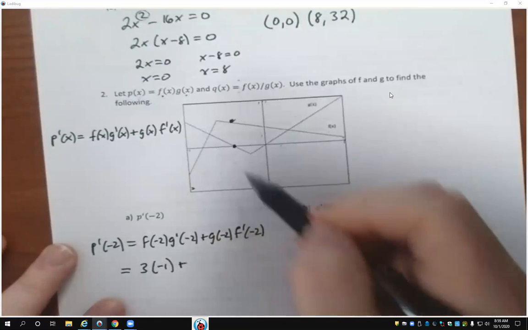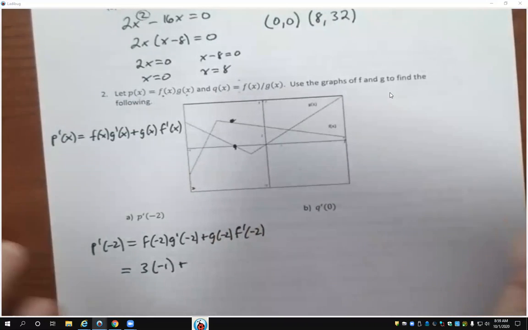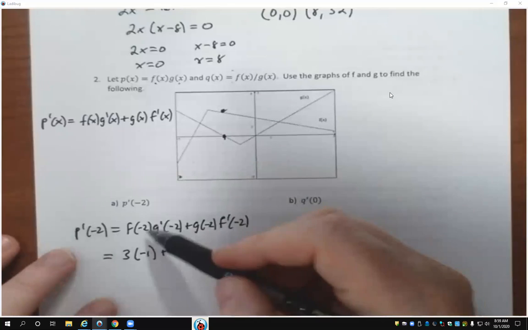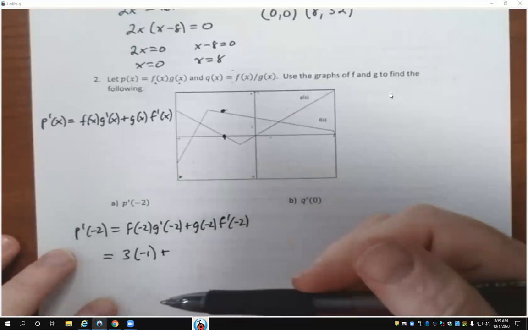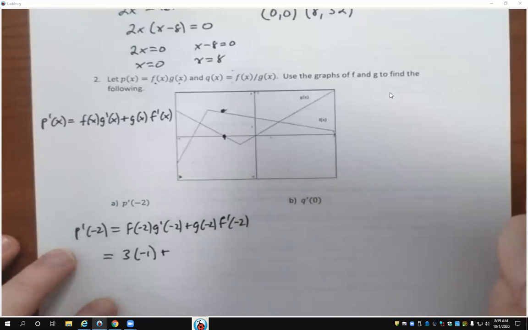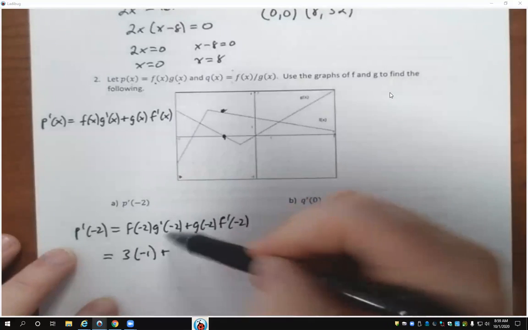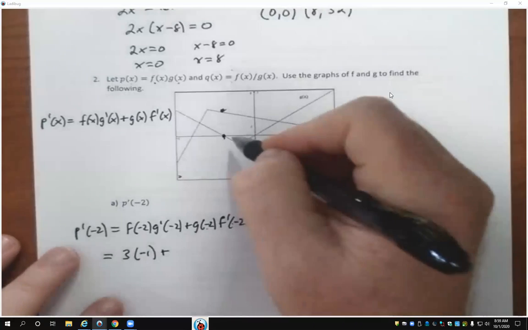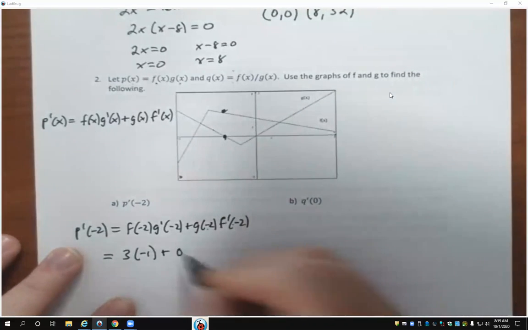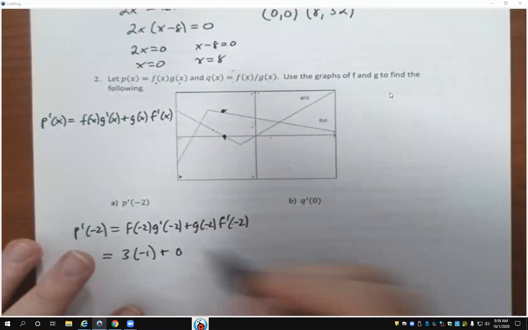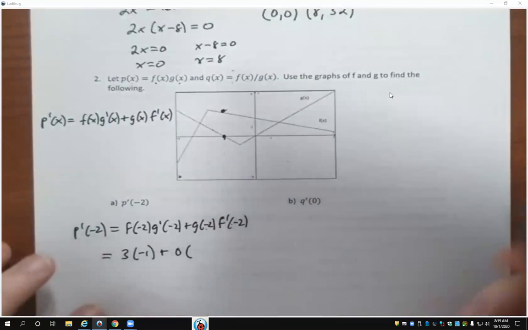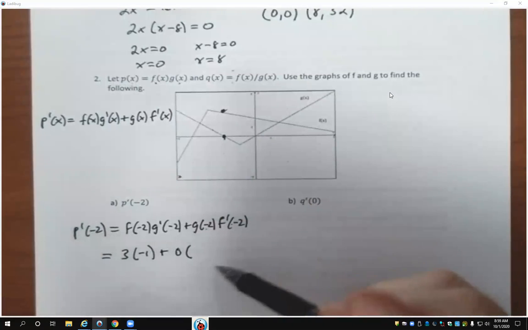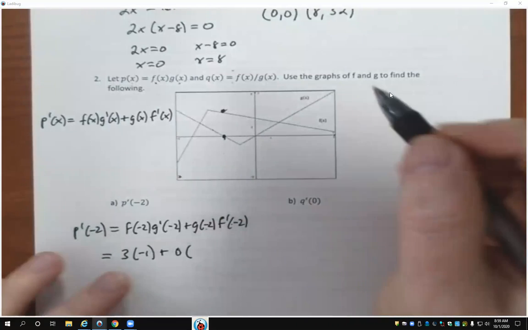G of -2 is this point, okay? So what you got to say to yourself, by the way, is, am I being asked for a point, or am I being asked for a slope? This one's asking for a point, this one's asking for a slope. This one's asking for a point, this one's asking for a slope. The point here is 0 times f of -2. Now, it's not going to matter what f of -2 is, because 0 times whatever you get is going to be 0, but we're going to go find it anyway.